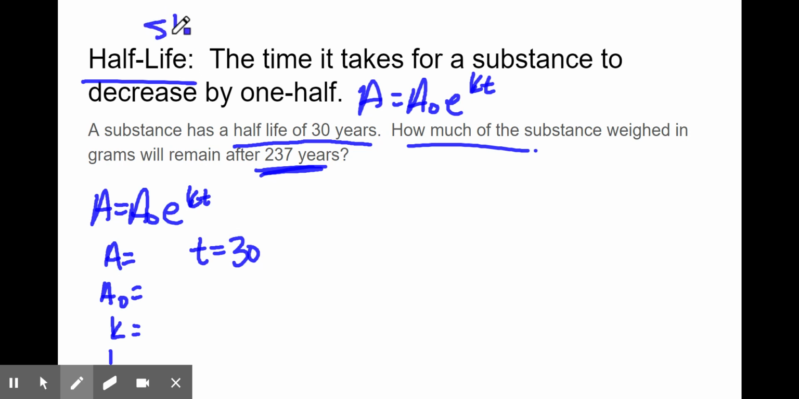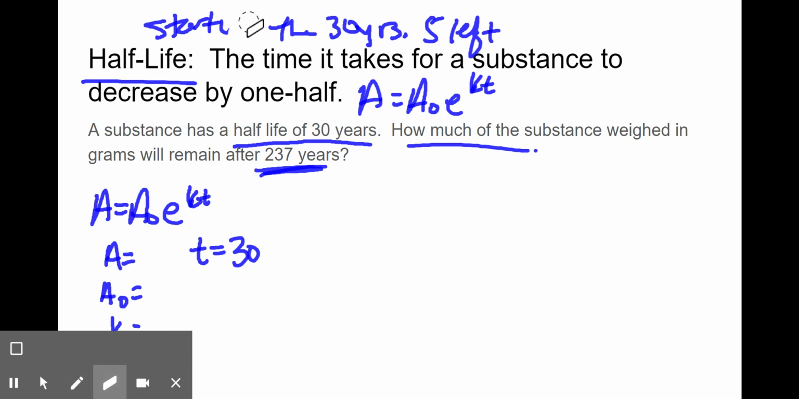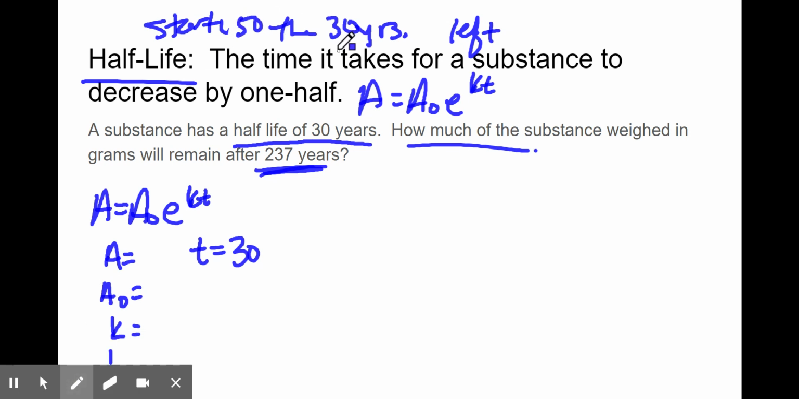So if we started with 10, then after 30 years, 5 is left. If we started with 50, after 30 years, 25 would be left, exactly half. Now, it doesn't say how much we start with here, but that's okay. We can just make anything up. So let's just say we started with one substance. How much would be left after the 30 years? Half of it, 1/2. That's enough to find K.